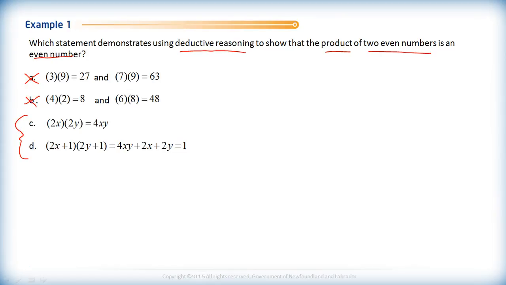So then it comes down to an option between C and D. These are the two that seem to involve deduction because they're using general representations of even and odd numbers. And it just says, which one is the product of two even numbers? We should know from the representations that we've seen, ways that we represent numbers, 2x and 2y would definitely be two even numbers. These guys here, they'd be two odd numbers. So that one's out. The answer is C. All right.